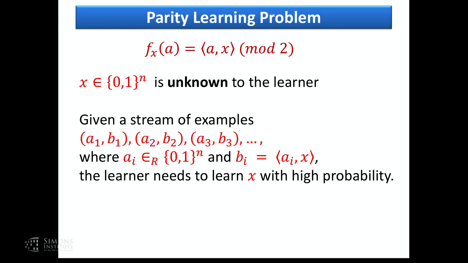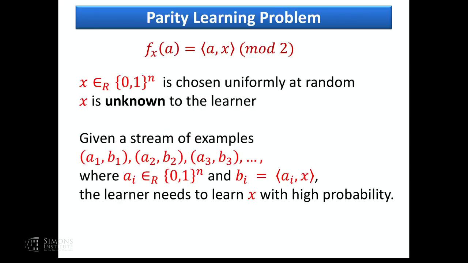Usually when you talk about learning, it's with respect to the worst case over x. But we can actually relax it and consider the average case. Let's say that x is chosen uniformly at random in the beginning, and then we do everything as before. The lower bound that we will show is under this model, which makes them stronger lower bounds.